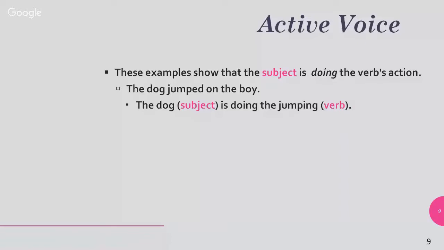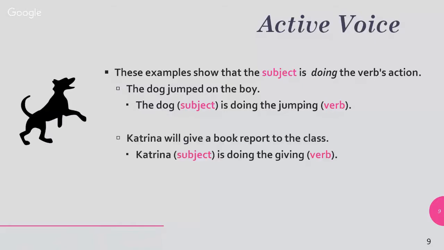These examples show the subject is doing the action. The dog jumped on the boy. The dog is the subject and it is doing the action of jumping. So the dog is active. Katrina will give a book report to the class. Katrina is the subject and Katrina is doing the work. Okay? Either it's already done the work or is going to do the work or is doing the work at the moment. Katrina is the subject and she's going to do the work of giving.